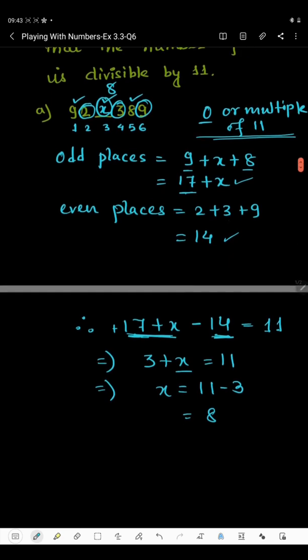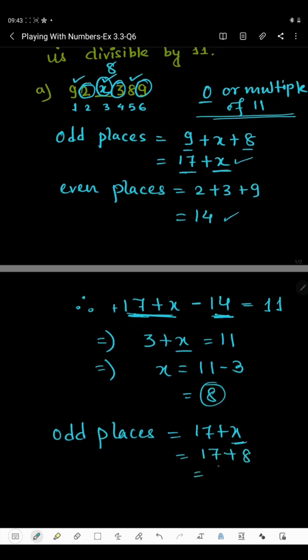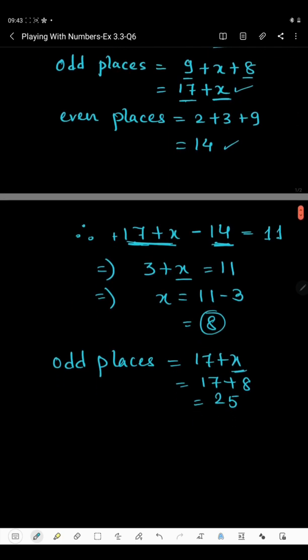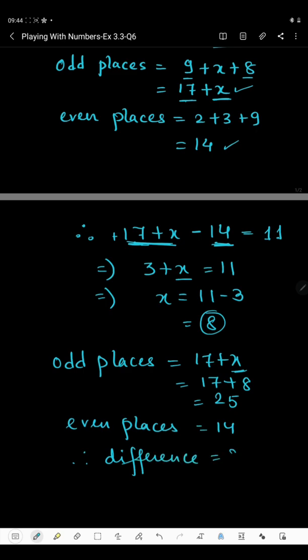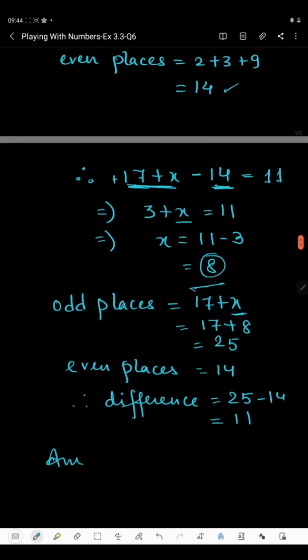Now if you want to check, the sum of the digits at odd places was 17 plus x. If you put the value of x, which we got as 8, then 8 plus 17 is 25, and at even places we have 14. If you do the subtraction, the difference will be 25 minus 14, which is 11, and 11 is divisible by 11, so the answer will be 8.